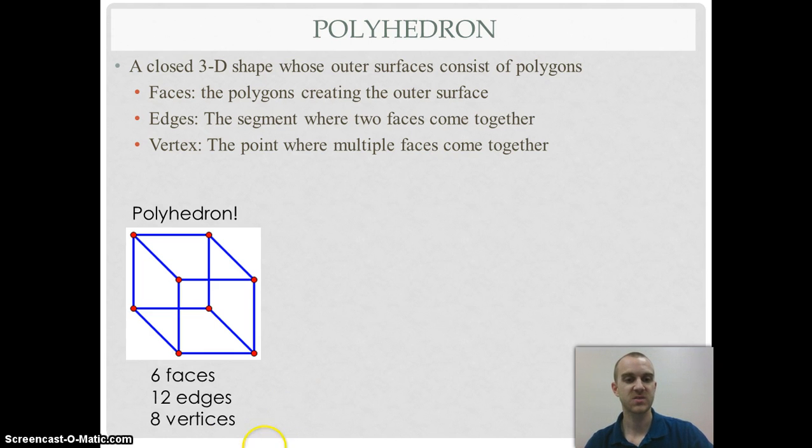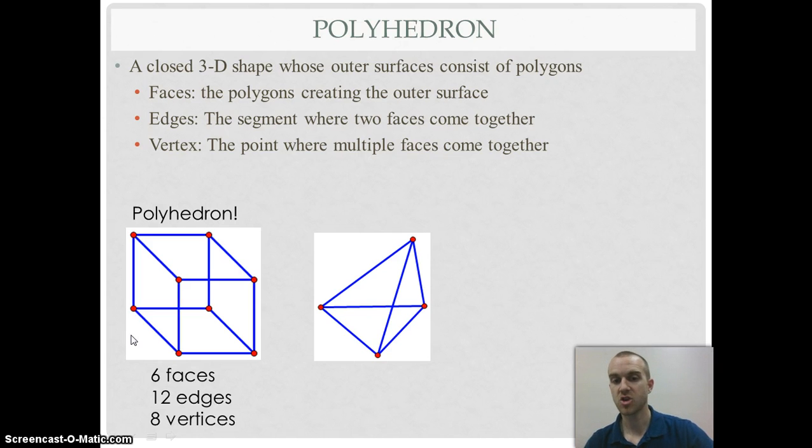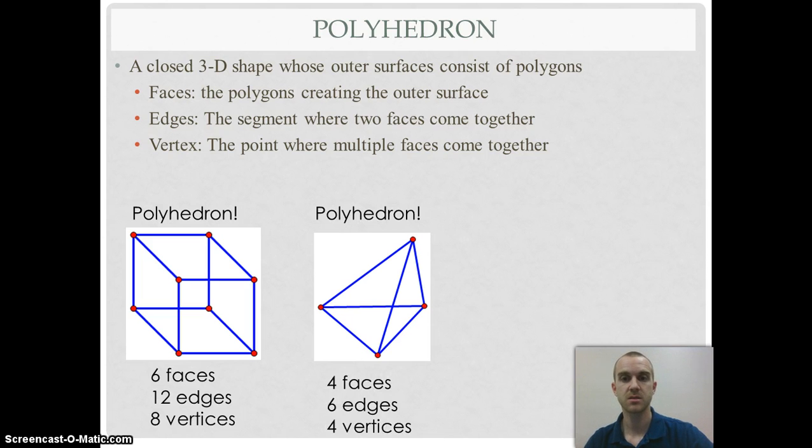I can see I have 6 faces: the front, the back, the top, the bottom, the left, the right. I can see that I have 12 edges, so I can count the segments. 1, 2, 3, 4, 5, 6, 7, 8, and then 9, 10, 11, 12. And I can even count those vertices, the red points. 1, 2, 3, 4, 5, 6, 7, 8. Again, this is a triangle, it's another polyhedron made up of triangles, and I can count those edges and faces.